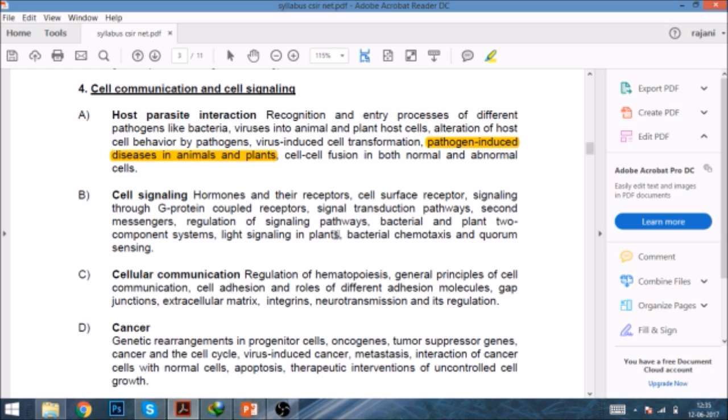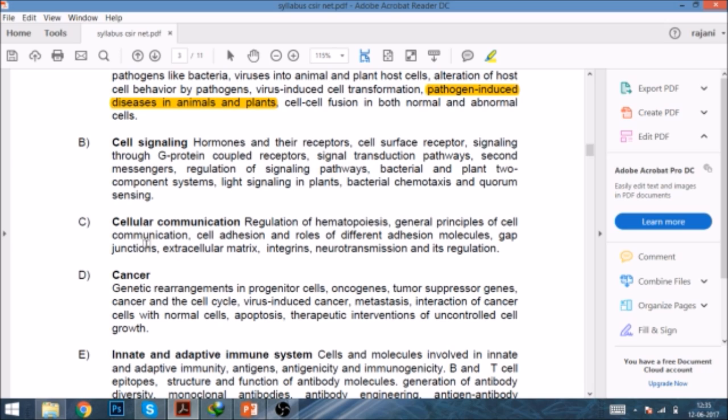And in section C, cell communications, about the regulation of hematopoiesis and general principles of cell communications and integrins and all. You can prepare better for the gap junctions and extracellular matrices; these questions are definitely asked each and every time. So don't miss this topic, especially the gap junctions, extracellular matrices and integrins. And for this also I will refer to Cooper, go through their figures and captions only.